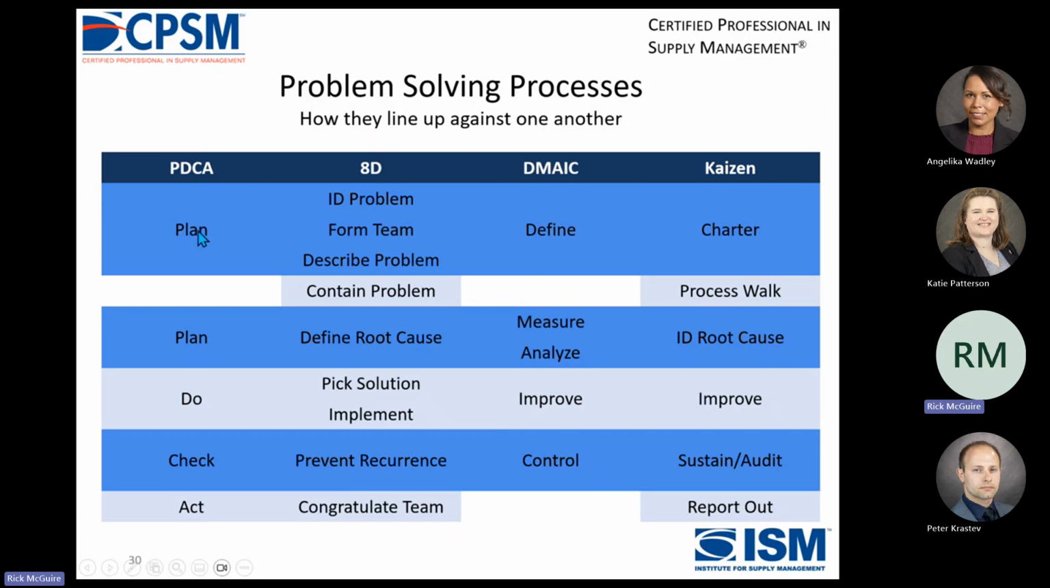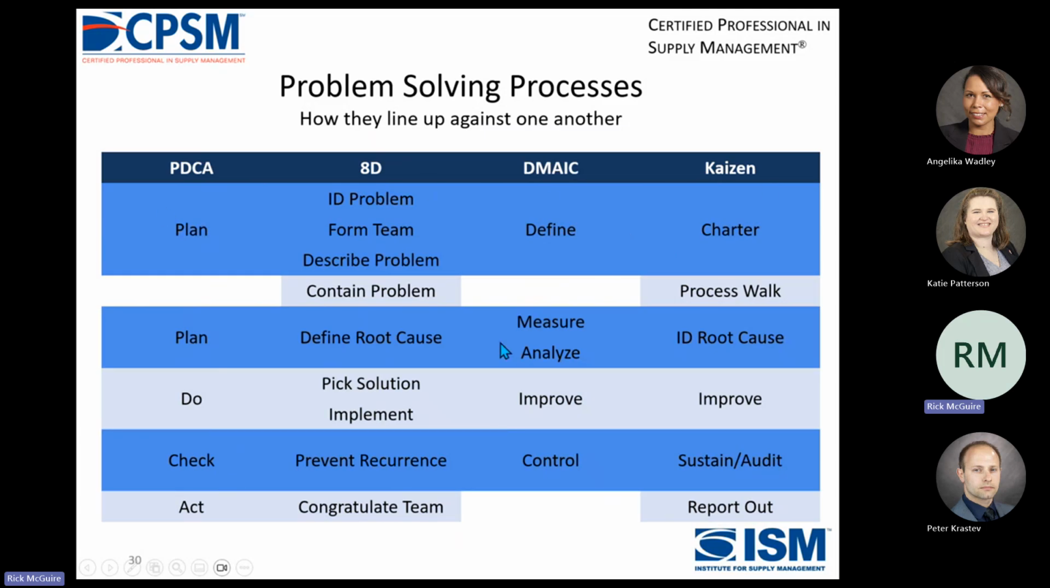So if you line all those up together, plan for the PDCA covers 3 different areas for 8D: form the team, ID the problem, describe the problem, define and charter for these 2. And then PDCA and DMAIC don't really have something that corresponds with the process walk and contain the problem. But again, we go to define root cause, up to plan again, measure, analyze, ID root cause. And then do, finally, in the PDCA we move, pick a solution, improve, and then check, prevent recurrence, control, and sustain an audit, and then act, congratulate the team, report out.